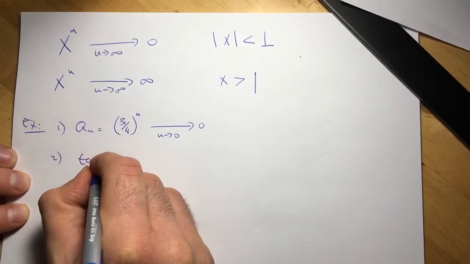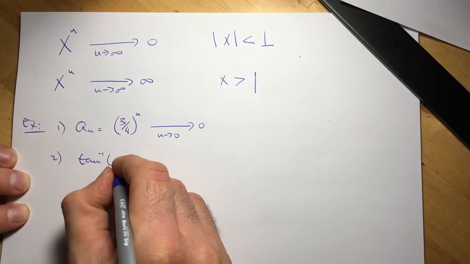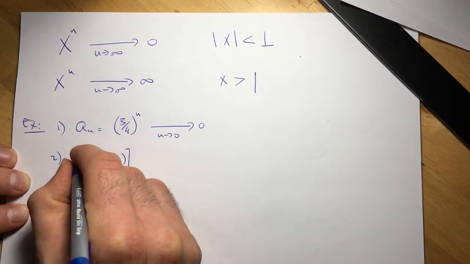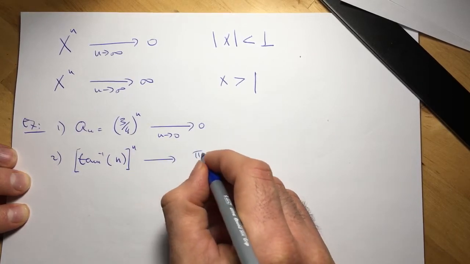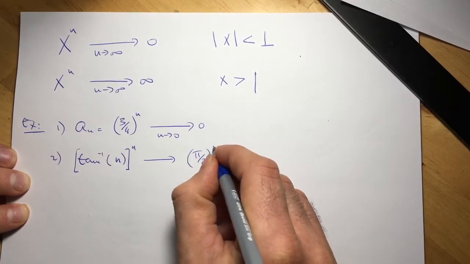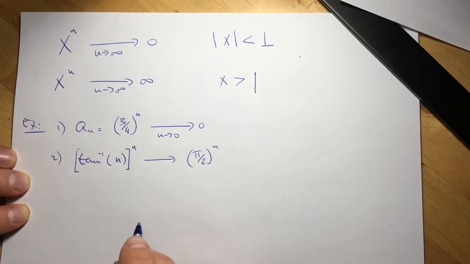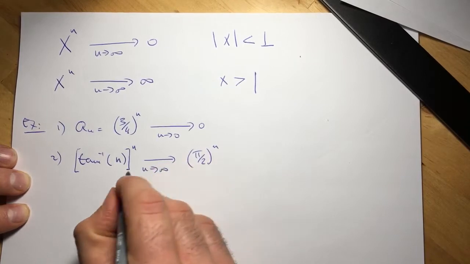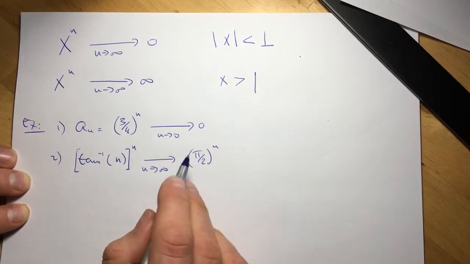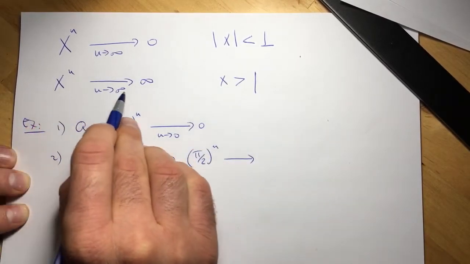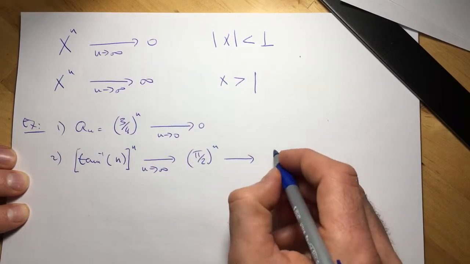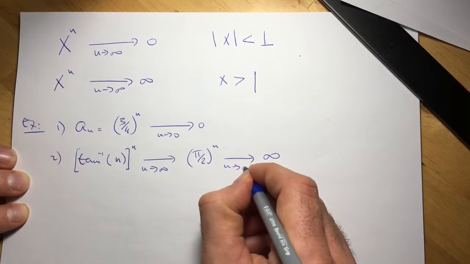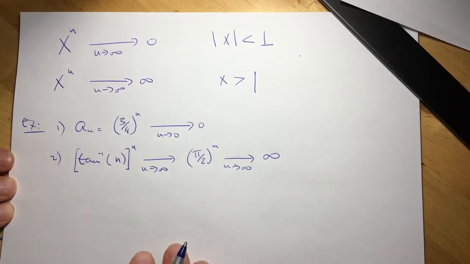Or if you have arctangent of n to the power of n, this approaches (pi/2) to the power of n, right? Because as n goes to infinity, arctangent of n approaches pi/2, and by this case right here, if x is greater than 1 and pi/2 is greater than 1, then this goes to infinity as n goes to infinity.